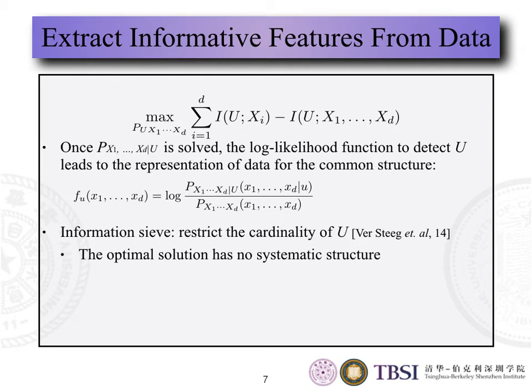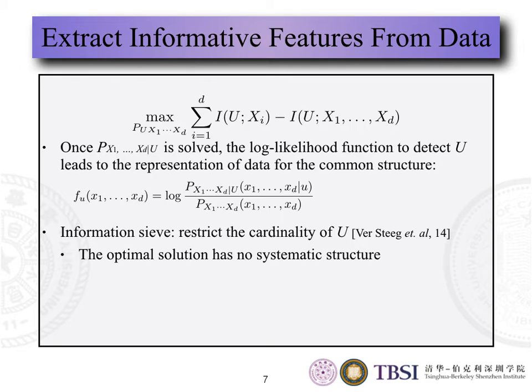However, note that this optimization problem is not well posed, since we can always choose U as a high-dimensional random variable consisting of X1 to Xd, which maximizes the total correlation loss. Therefore, we need to put some restrictions on the attribute U. In fact, it was considered by Ver Steeg et al. to restrict the cardinality of U, and the resulting approach is called the information sieve.